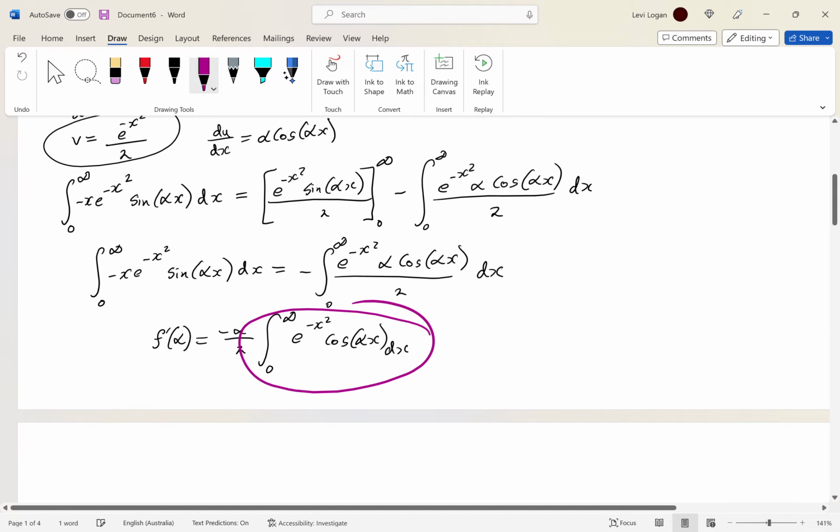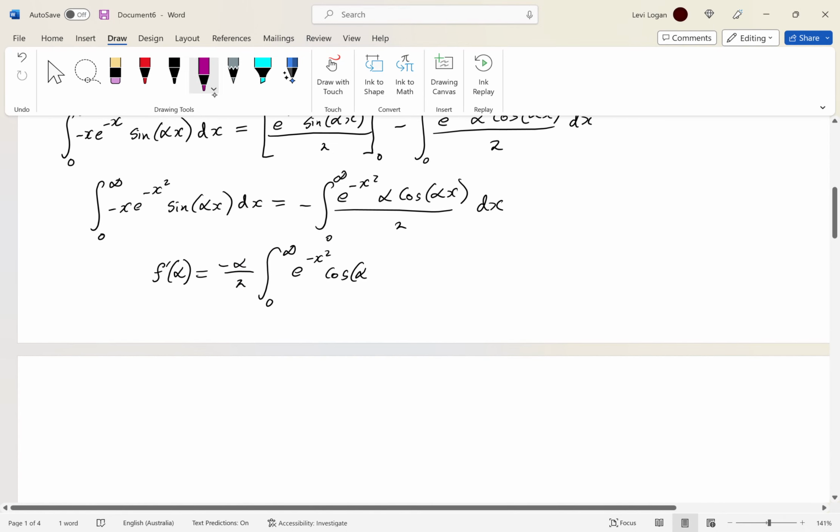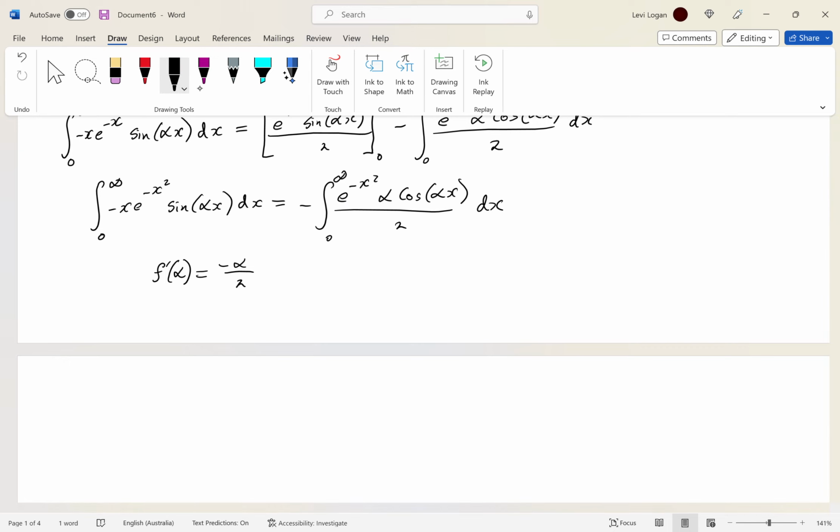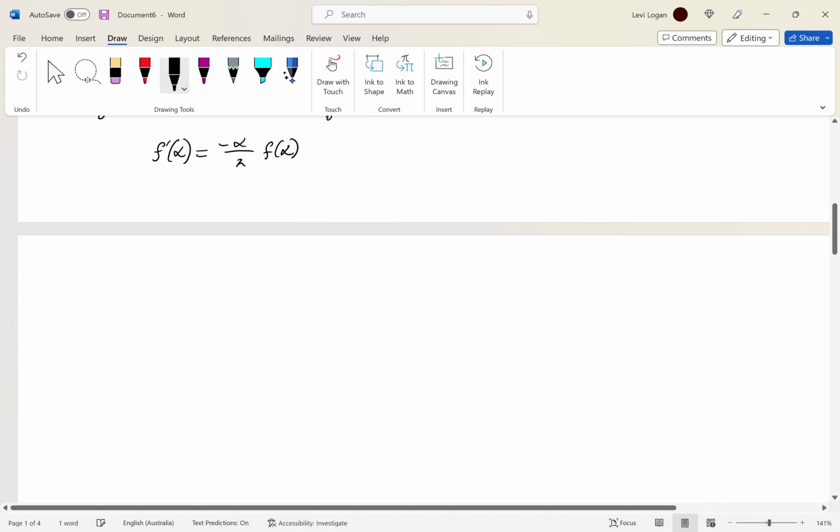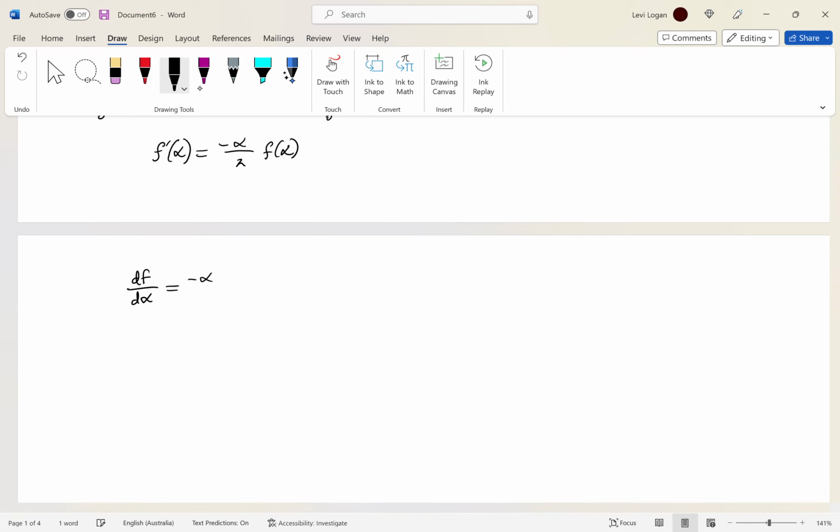So therefore we can substitute this whole thing here for just f of alpha. Let's just go to the next page. So what we're saying is the derivative of f with respect to alpha is equal to negative alpha over 2 multiplied by f. This is a separable differential equation pretty much. I'm not going to write it because the computer's lagging.